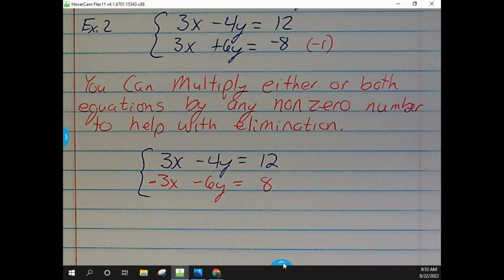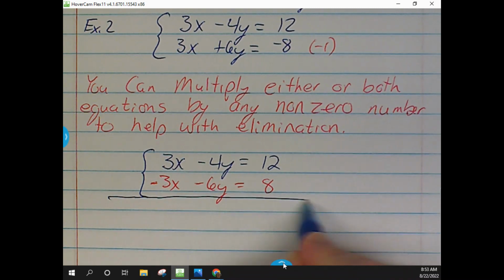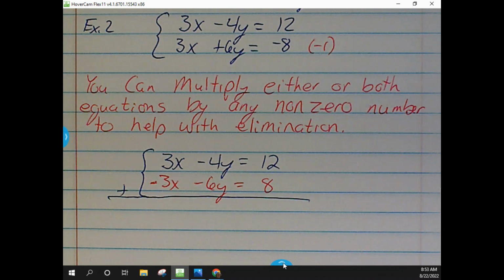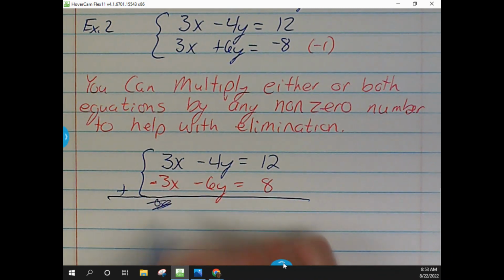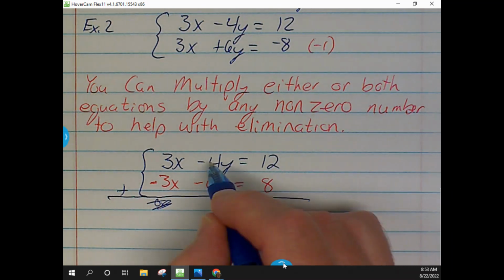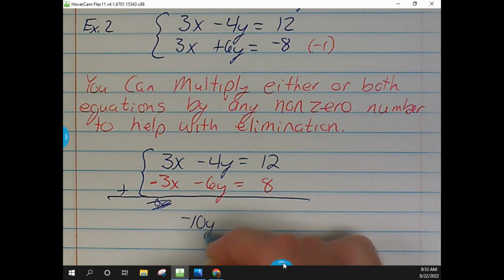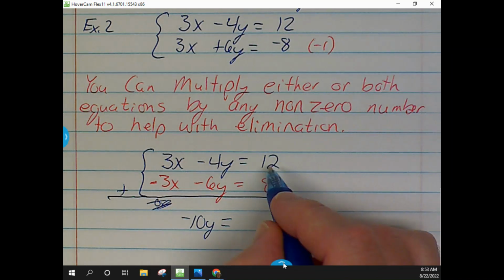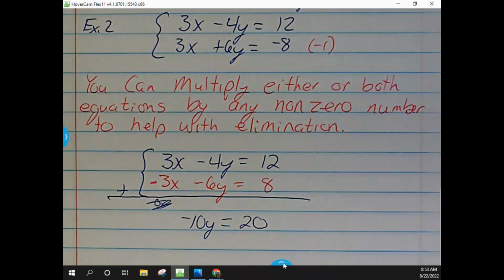Okay, everybody good with that so far? Everybody okay there? All right, and again, if we do that, now we've got a positive 3, -3. Now we can just add it together. 3 minus 3 is 0 x, so that's gone, because 0 times x is just 0, which doesn't do anything. -4 minus 6 is -10 y, and 12 plus 8 is 20.